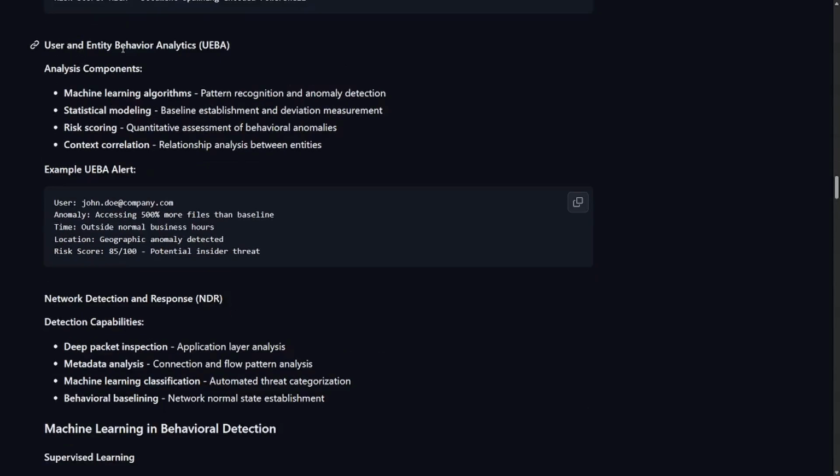User and entity behavior analytics: machine learning algorithms, statistical modeling, risk scoring, and context correlation. So that's the difference between UBA and UEBA. So this will be an example UBA alert.